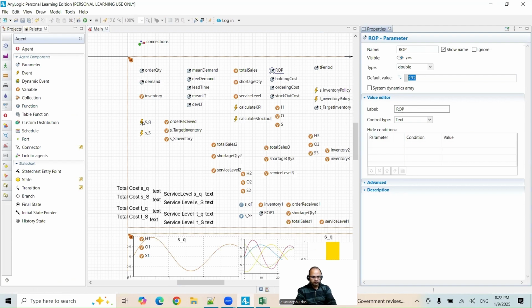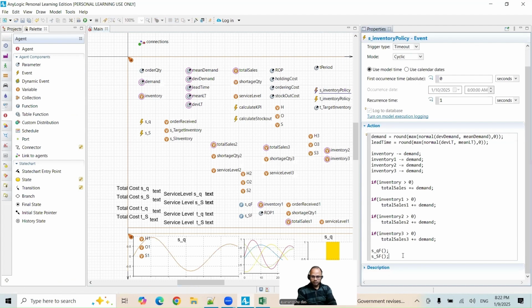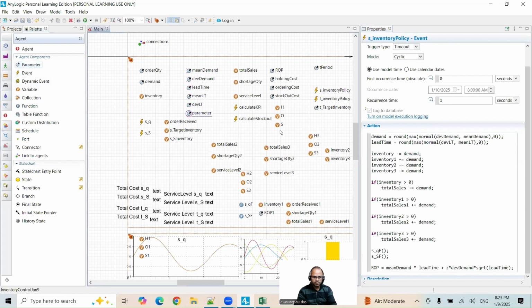Instead, we can have the ROPs generated within the S inventory policy itself, where we can say that the ROP is equal to mean demand multiplied by the lead time plus the Z multiplied by the standard deviation of demand multiplied by the square root of lead time. This is the standard formula.